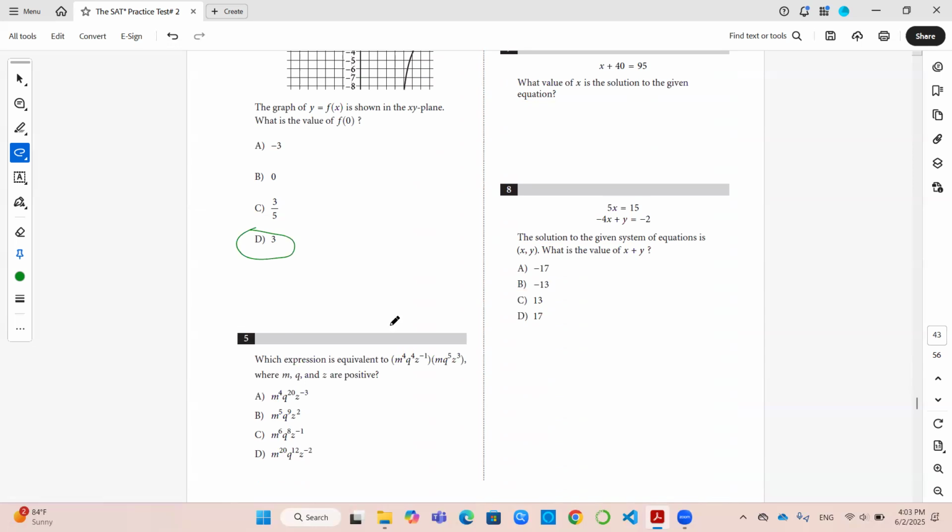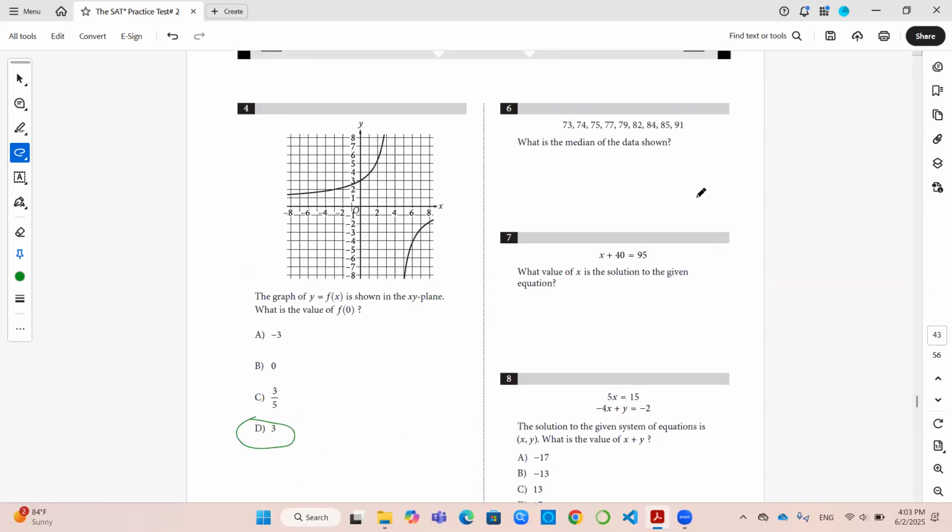Which expression is equivalent to this, where m, q, and n are positive? So if I look at the m's here, m to the power of 4 times m to the power of 1 is equal to m to the power of 4 plus 1. So m to the power of 5. Since we have m to the power of 5 here, A, C, and D are immediately eliminated. So B is the correct answer. I don't even have to consider everything else here.